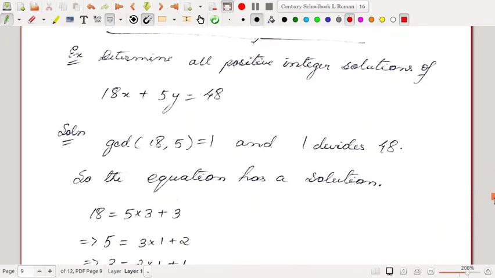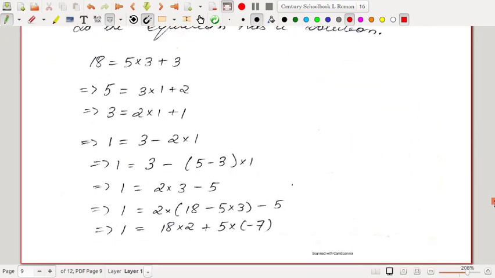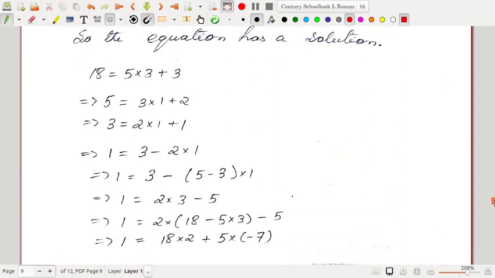Let us see another such problem. Determine all positive integer solutions of the equation 18x plus 5y equals 48. So we have the GCD of 18 and 5 is 1, and 1 divides 48. So the equation has a solution. So we'll use the Euclidean algorithm again.